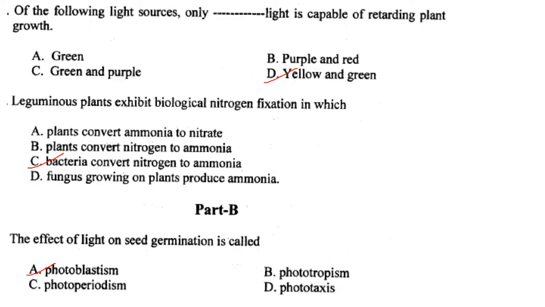Then, of the following light sources, only dash light is capable of retarding plant growth. So as per me, the answer is yellow and green, because yellow light has the lowest effect on plant growth. So I think the answer is yellow and green. I am not sure because I don't have the answer key with me, first of all. So after reference I have found that yellow and green might be the answer. If you have any comments, please write them in the comment section.